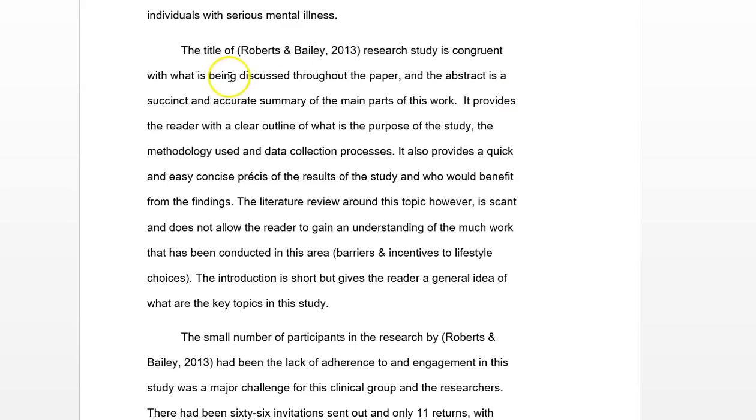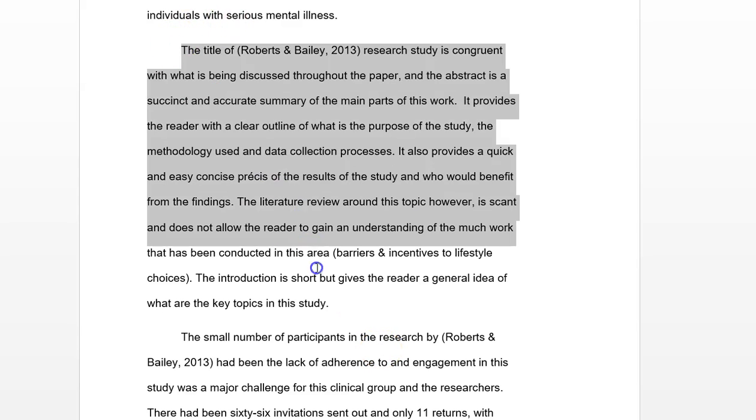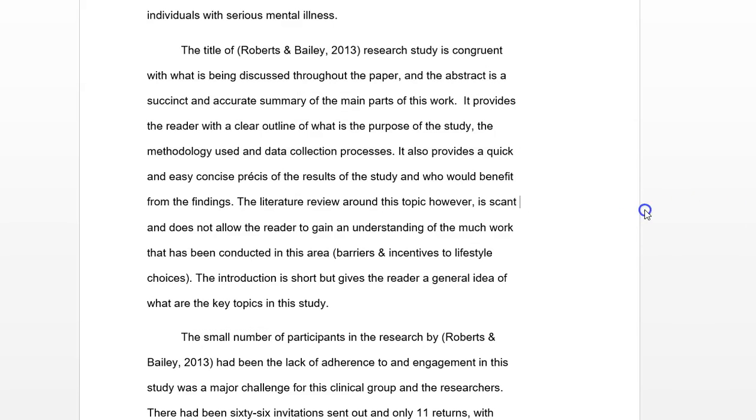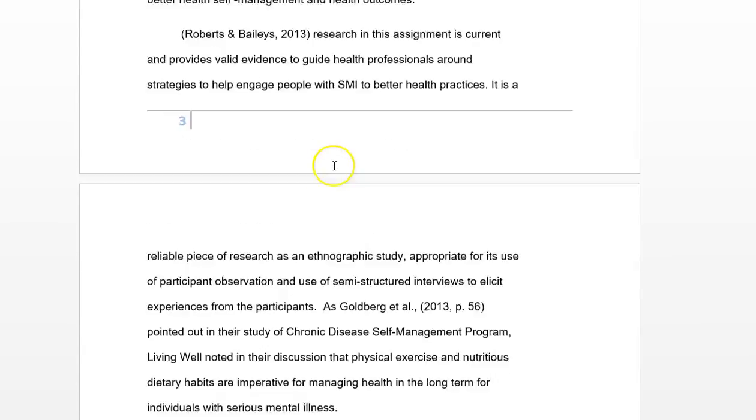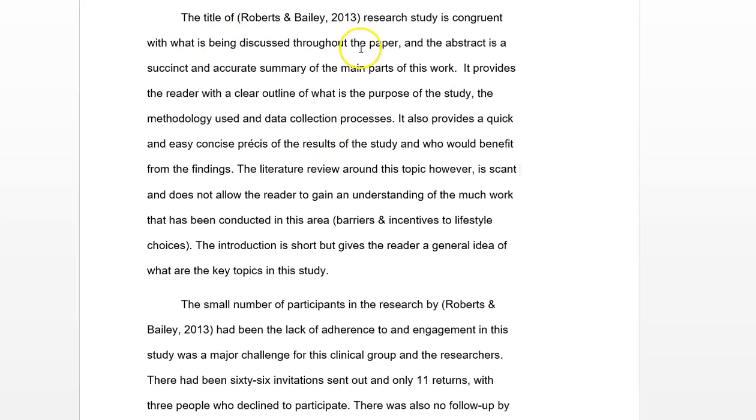Now, this sort of statement here is exactly what we needed. Title, great. Commenting on the title, exactly what we want. So all of this writing that we've got for pages up here, not what we want. Here, this is good. Congruent with what is being discussed. Then it goes on and tells us the literature review is scant, doesn't allow the, great, that's terrific. That's the sort of comment we need here.